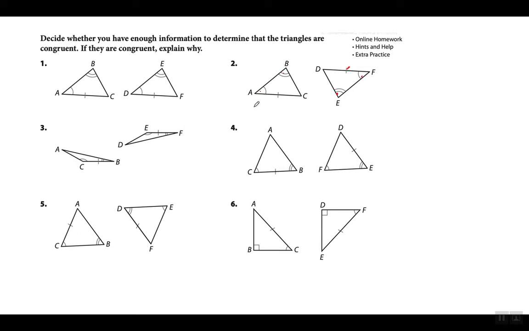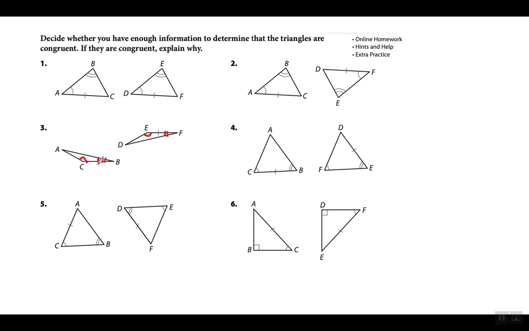En número 3. They wrote this one pretty small, but let's look at it. Angle C has one line, and angle E has one line. Angle B has 2 lines here. It's hard to see, but angle B has 2 lines, and angle F has 2 lines. Now look at this. Look at this here.